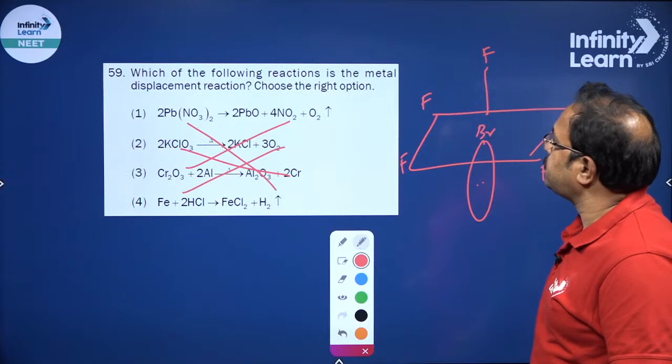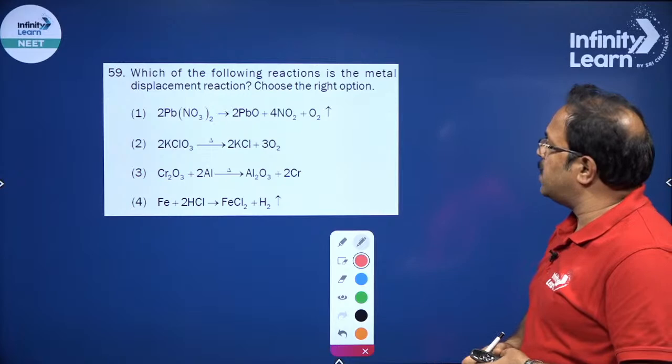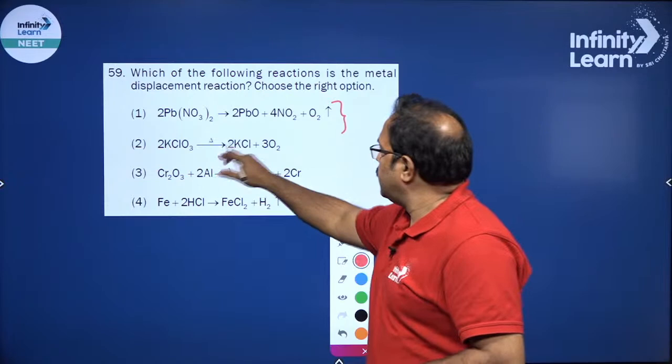Decomposition of nitrates, they are all known to give NO2 gas. In this particular case, he is asking about displacement. So this is a decomposition because a substance on heating is converting into products. Second one, KClO3, that is also decomposition. You are getting products.